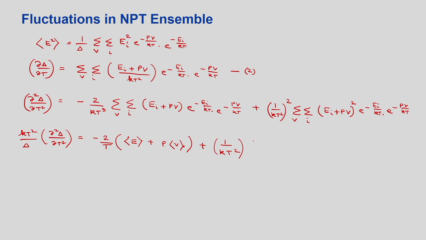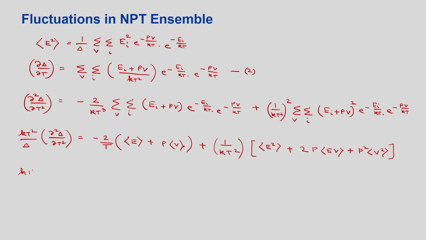Then you expand this bracket, open it. This is a plus b whole square, so it's a square plus b square plus 2ab, and then you write out the terms. If you write out the terms, you will get a square, this is the a square term, plus 2ab. 2ab means 2p into ev. Both these can be combined together, 2 into p into ev, plus then p square v square. So it will be p square into the ensemble average value of v square, this term, okay. You open this term. So this is the expression here.